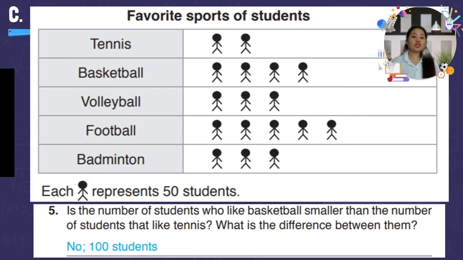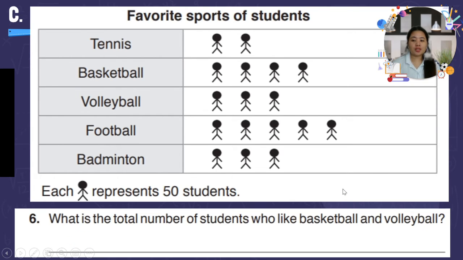Then 100 students. So next, let's go to number 6. What is the total number of students who like basketball and volleyball? Look for basketball, how many? Then how about volleyball, how many? If you are asked to get the total, you have to add. So you have to add basketball plus volleyball.